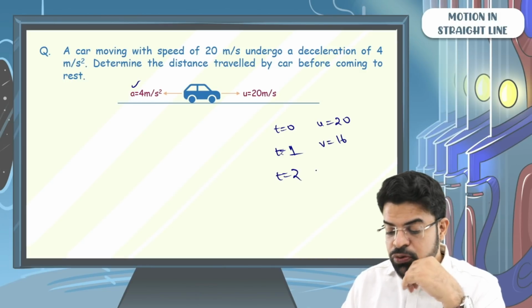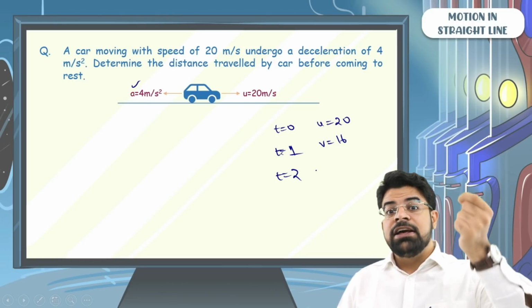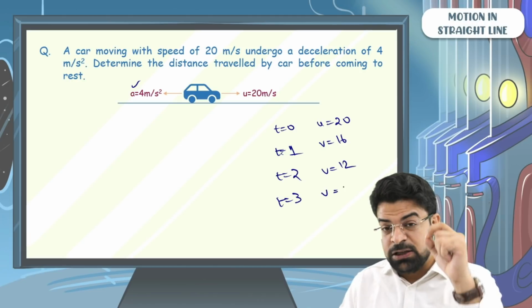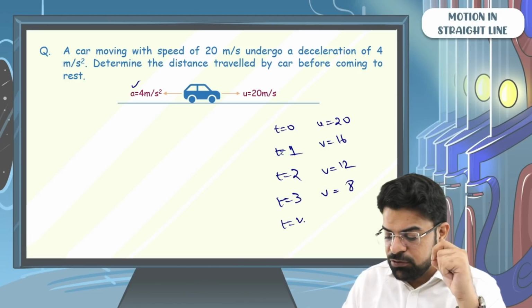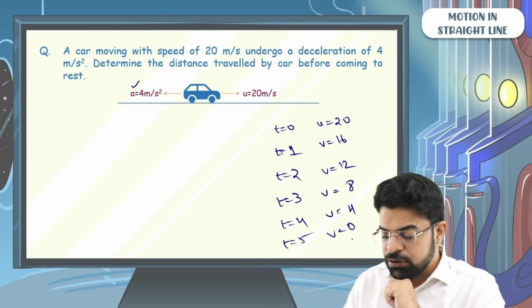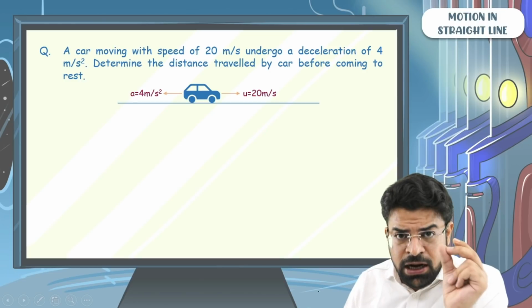At time equals 2, in the next time frame of 1 second, due to the acceleration, the velocity will decrease further by 4 and the velocity will be 12. At time equals 3, it will decrease further by 4 and will be equal to 8. At time equals 4, it will decrease further by 4 and will be equal to 4. And at time equals 5, the velocity becomes 0. So we know it will take 5 seconds for this car to come to rest.